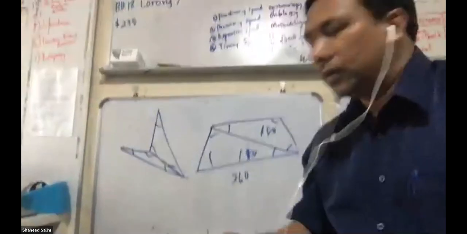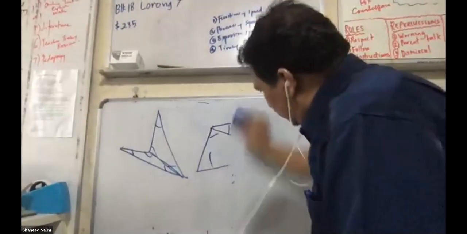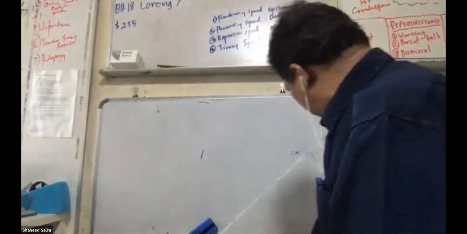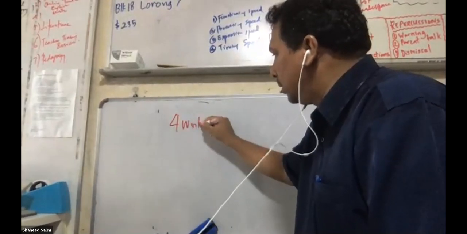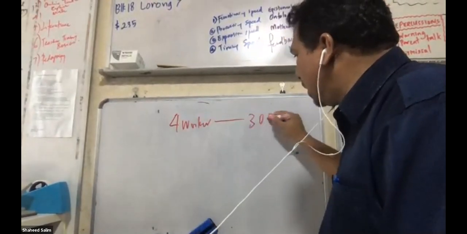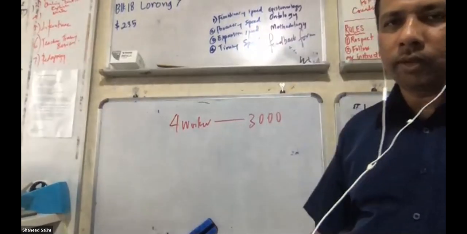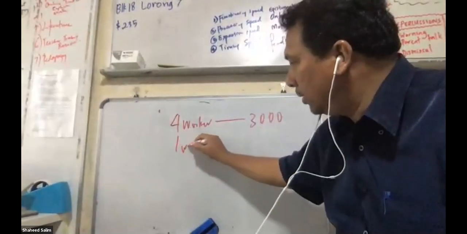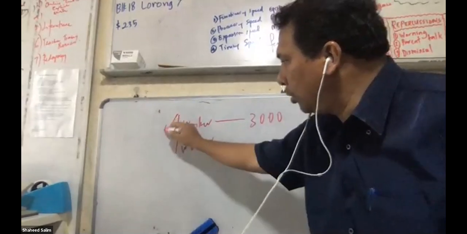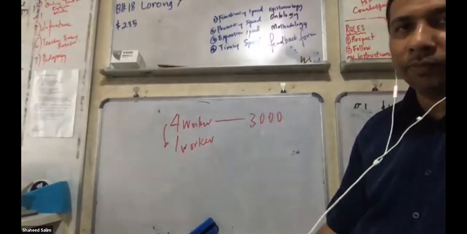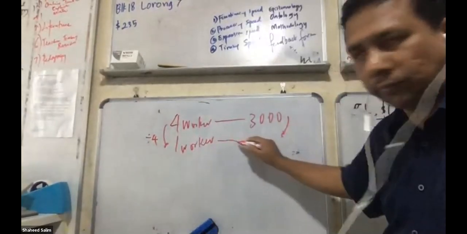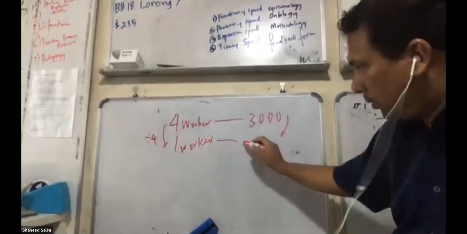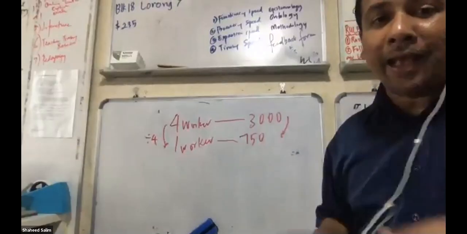Okay, now, they didn't ask you for per day, right? They said per week. So 4 workers can pack 3,000 cartons a week. One worker, down here you got to divide, right? Divide by 4. So you divide by 4, what do you get? 750. Yes.